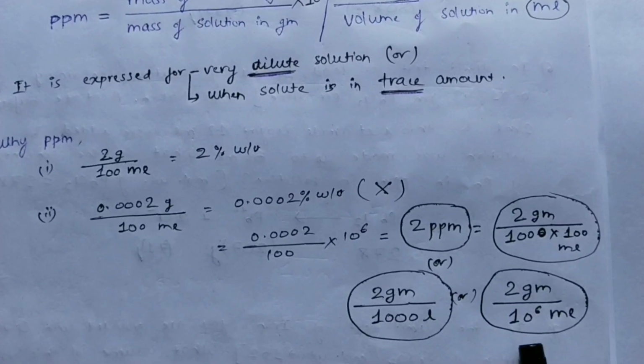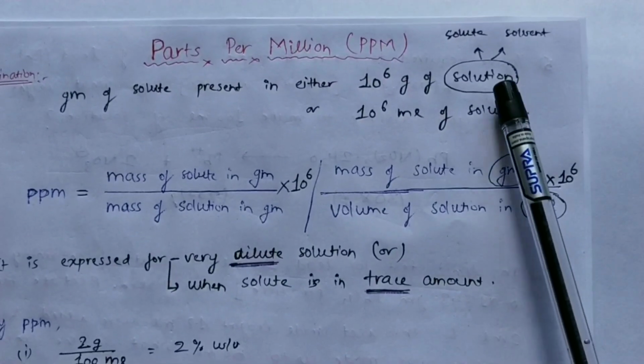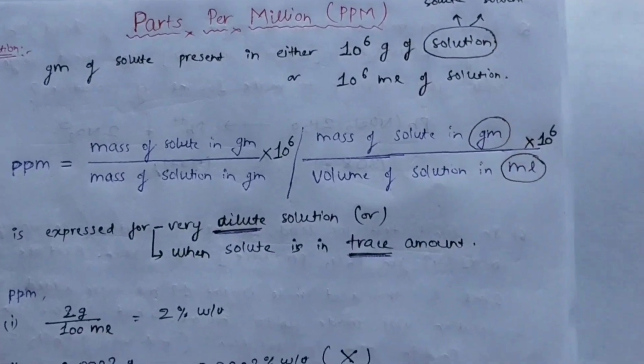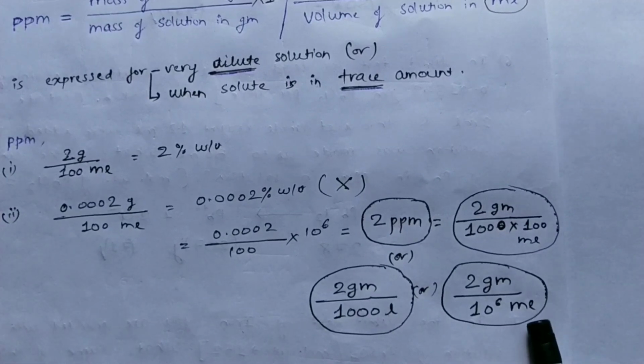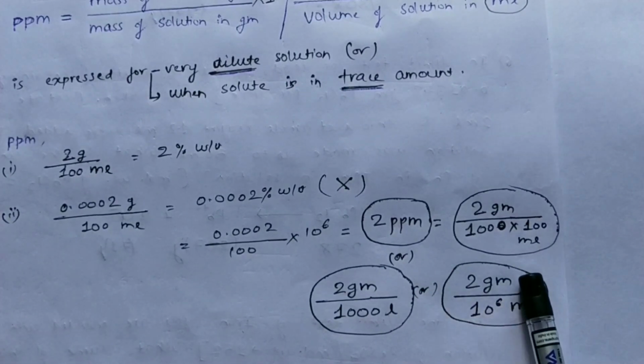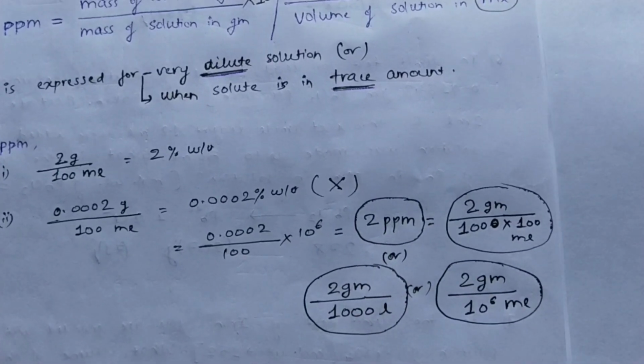Remember one thing, 10 to the power 6 ml is not a solvent, it is a final solution. That's why I expressed here solution equals solute plus solvent. So the final solution of 10 to the power 6 ml is containing 2 gram. This is what the 2 parts per million is expressing.